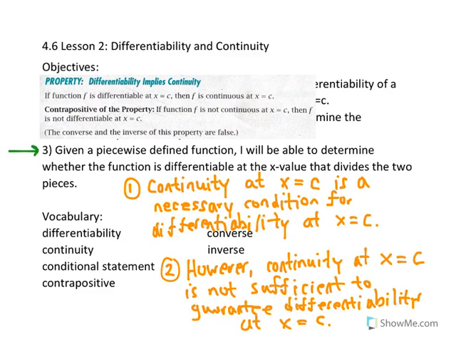Today we focused on Objective 3. Given a piecewise defined function, you will be able to determine whether the function is differentiable at the x value that divides the two pieces. And of course, we know that continuity at x is equal to c is a necessary condition for differentiability at x is equal to c, but it is not sufficient to guarantee differentiability at x is equal to c. In looking at this problem, we also reviewed what we learned in Lesson 1.